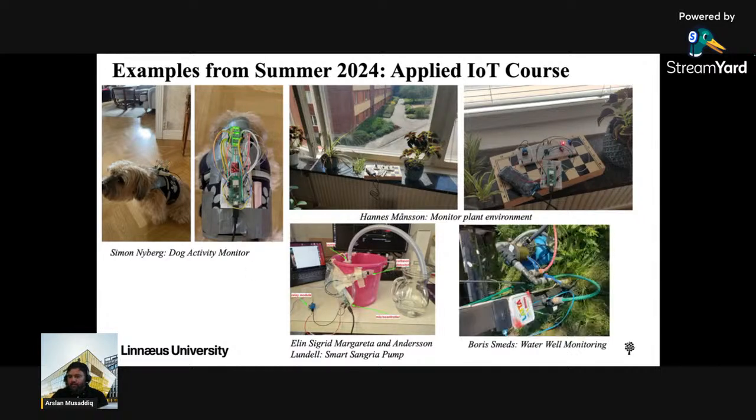And then another practical example was water well monitoring. They used a water level sensor to measure the level, pressure, or flow in the well, and then remotely the user can see blockage or low water levels and so on.